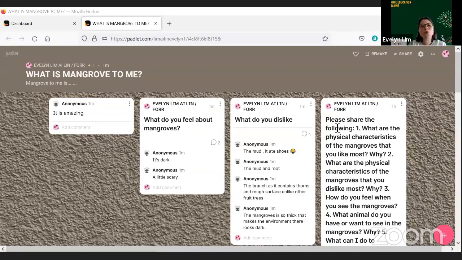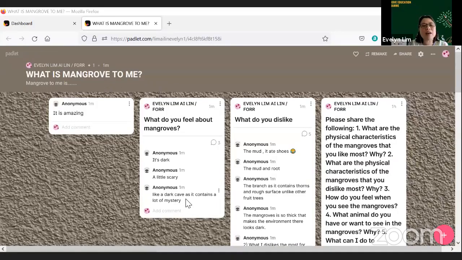Is any one of you afraid of going into the mangroves? Maybe you can just share with us by writing me or something like that so that I know, yeah, and I can identify you. One of your friends said, like a dark cave as it contains a lot of mystery. So my question to you, is that mystery something good or is that mystery something bad?